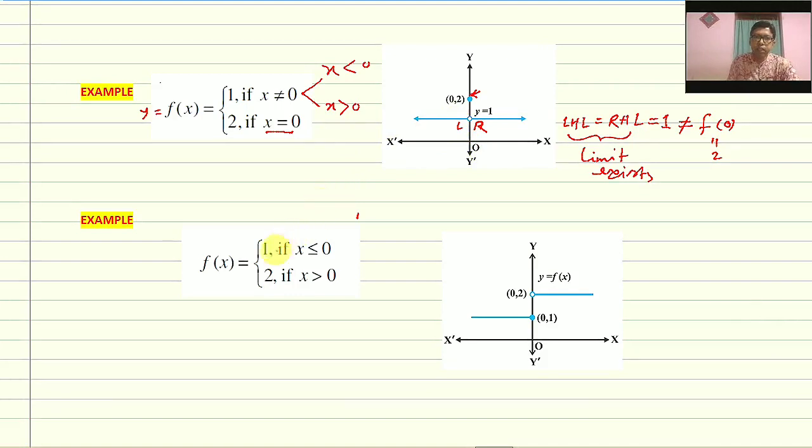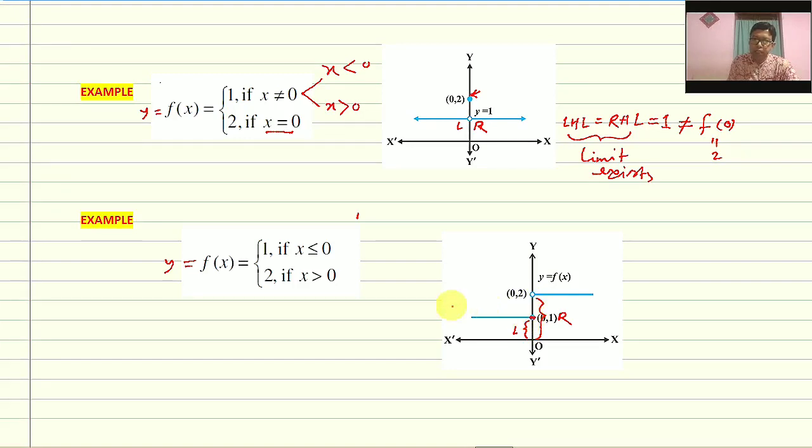Next, you take this one: y = f(x) = 1 if x is less than or equal to 0, and f(x) = 2 if x is greater than 0. All the points are taken. Again, you see that your LHL is this part. This is your LHL. And what is RHL? RHL is this part. This value is RHL. And what is the value of f(0)? The value of f(0) is given, this is 1. This point is a solid point, and there is a hollow one. So this point is not taken, but this point is taken.